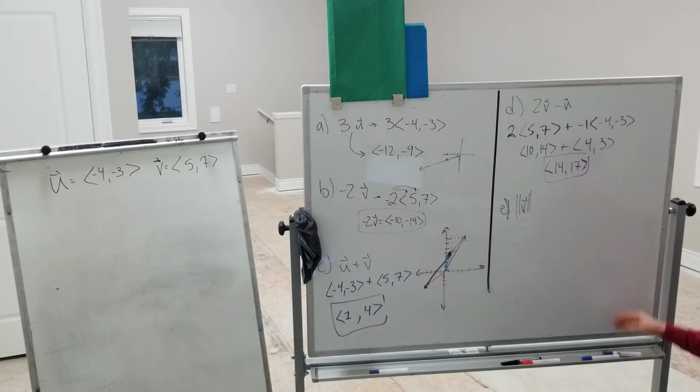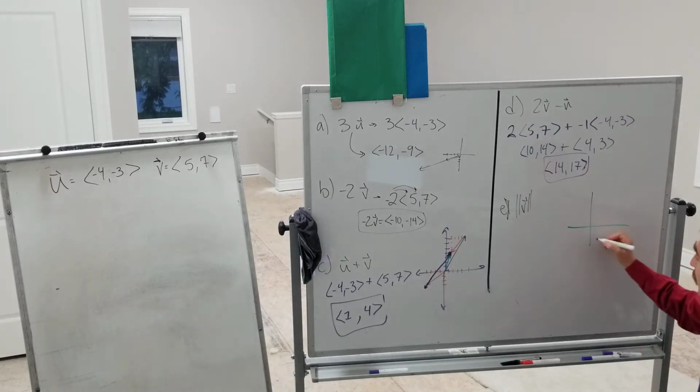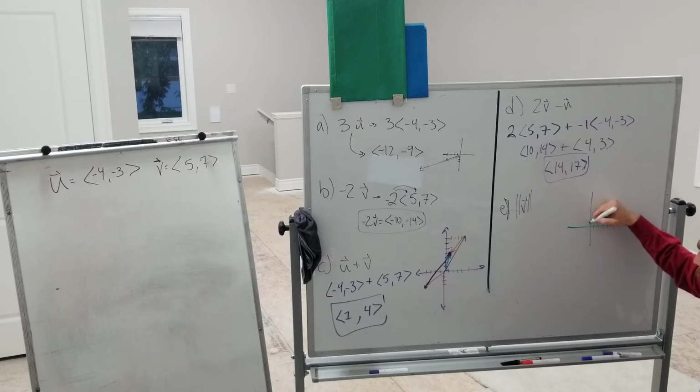All right, magnitude of vector v. To find the magnitude, we're just finding the length of the directed line segment. We're at 1, 2, 3, 4, 5, 1, 2, 3, 4, 5, 6, 7. This is our vector v. To find the magnitude, it is this length, right? If we look at it, we have a right triangle, 7 for the y, 5 for the x.